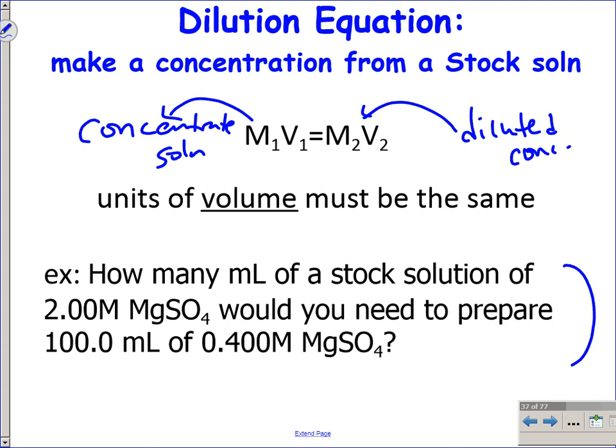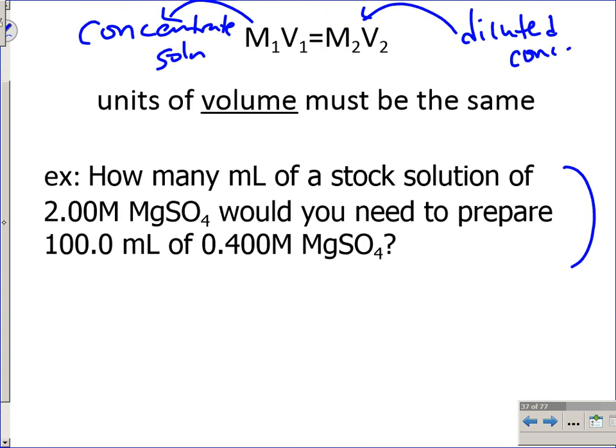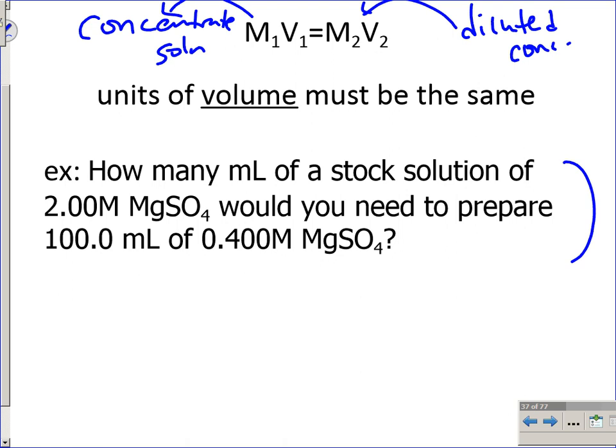All right, so how many milliliters of the stock solution of 2 molar magnesium sulfate would you need to prepare 100 milliliters of 0.4 molar sodium sulfate? Let's label as we go. First thing you see is what? Question of milliliters. Okay, what else? Magnesium sulfate. And since it's the same thing, I'm not even going to write that because I'm not changing the identity. What else?